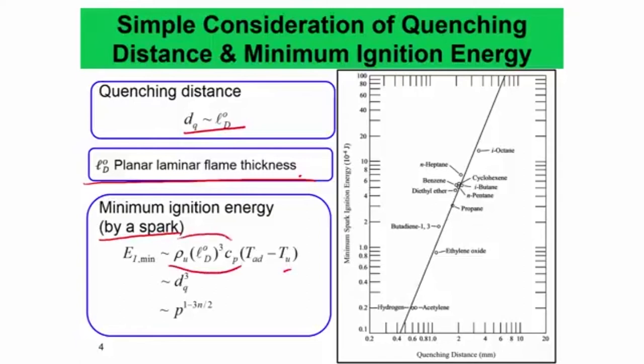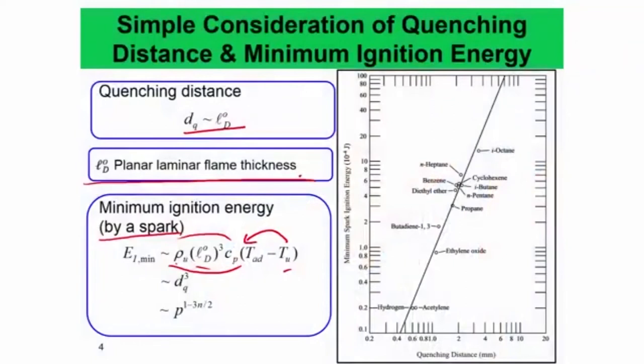And what should that mass of gas be? Of course, this is rho u, the unburnt density, and the volume of gas should be essentially proportional to the cubic volume of the quenching distance. Okay, so that is why it is LD cube. So in a given volume, which is the characteristic length scale, the quenching distance, and hence the flame thickness, over that volume, with the spark energy, I should be able to increase the temperature from TU to T adiabatic.